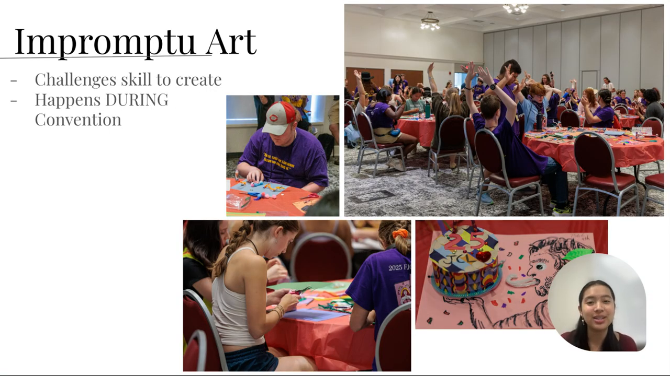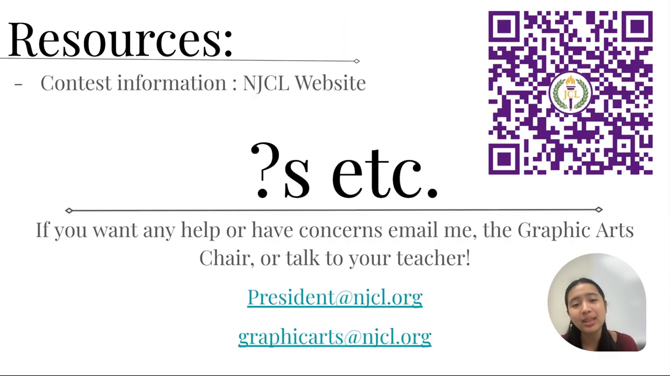Now we are on our final contest. This is Impromptu Art. This happens at convention, and you have 45 minutes to make a piece out of materials that are provided. You're going to want to sign up at GA registration, and it's just really fun. You get to bond with other JCLers. You get to test out your creativity at convention, and you get to make some really cool pieces of art while meeting new friends. So highly recommend that.